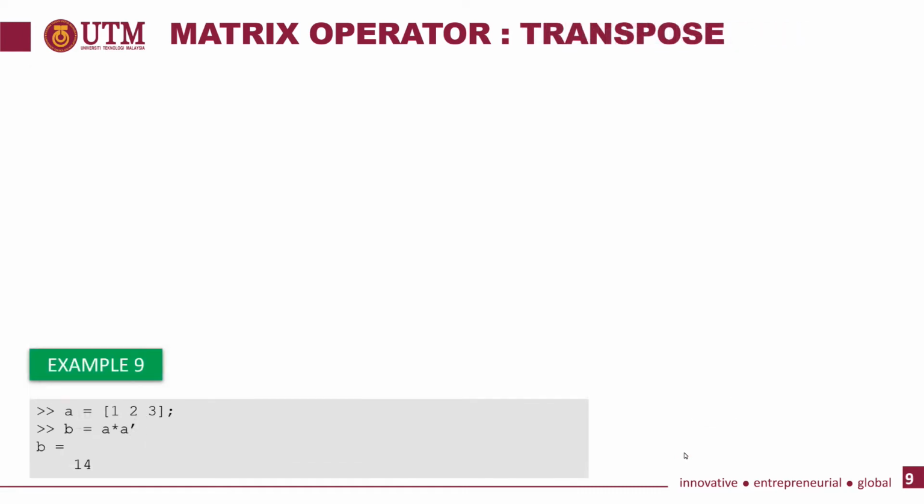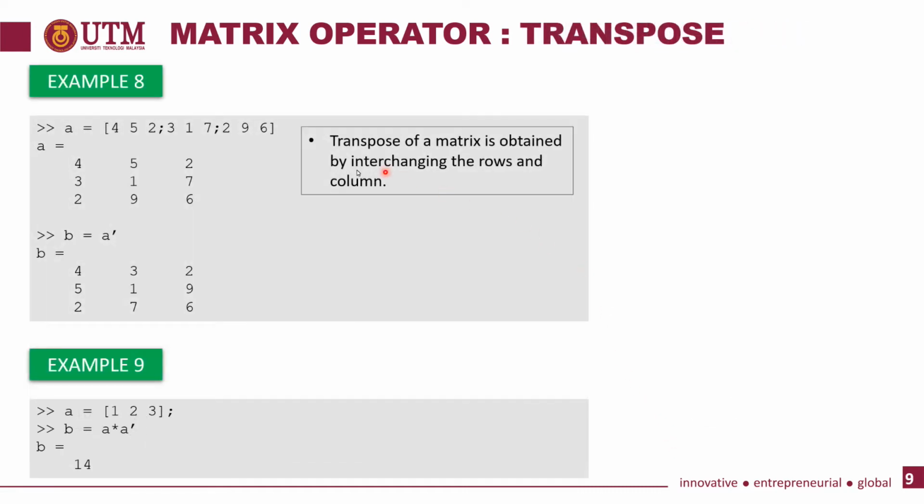Next is the transpose. How do we create a transpose in MATLAB? The transpose is basically the rows of A becoming the columns, and the columns of A becoming the rows of A transpose. It just changes one column into one row. So the transpose of a matrix is obtained by interchanging the rows and columns. In MATLAB, what you need to do is put an apostrophe here. The apostrophe equals a transpose operation inside the matrix operator.